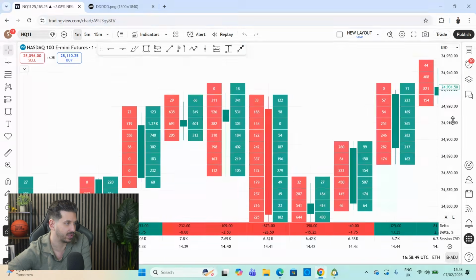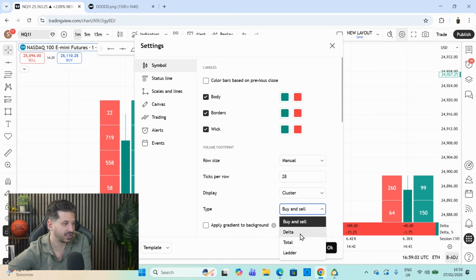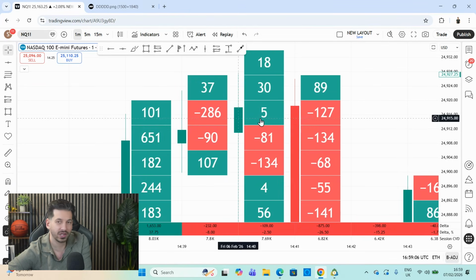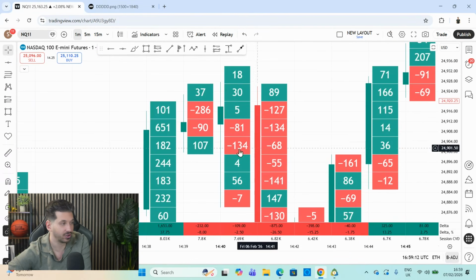Like, for example, there was a lot of volume here. You know, 526 sellers, 531 buyers, right? But the difference between them was only 5. So the delta looks like low volume, but actually there was a lot of volume being printed there. That's very useful, to know where there's a lot of volume, of course.